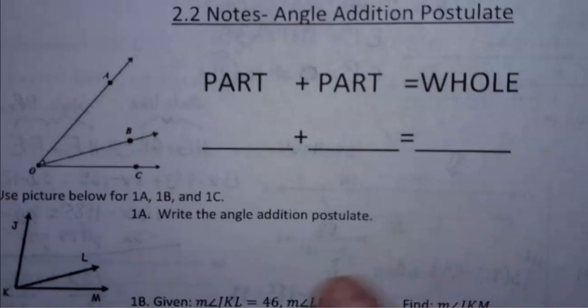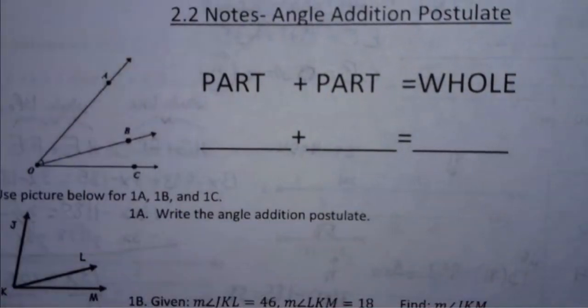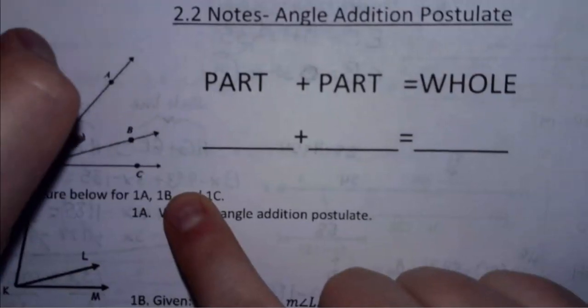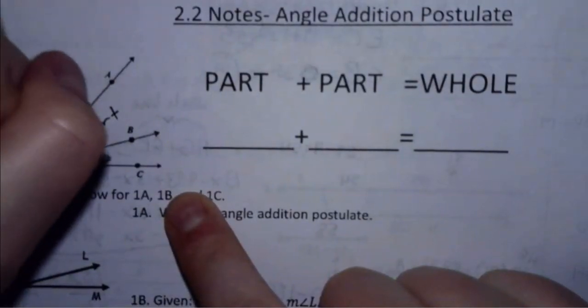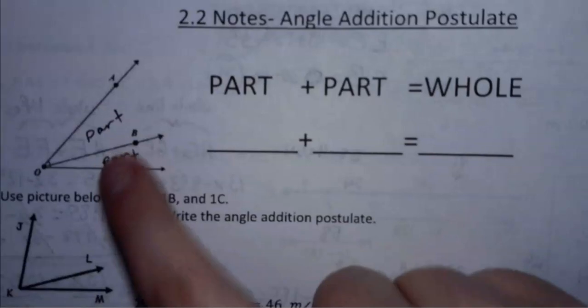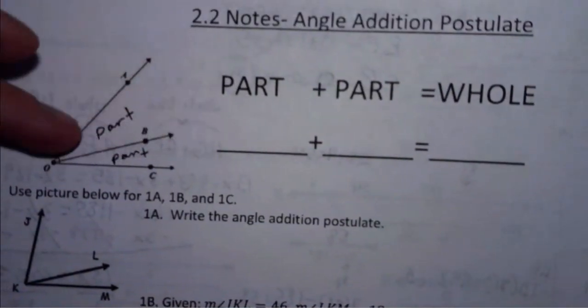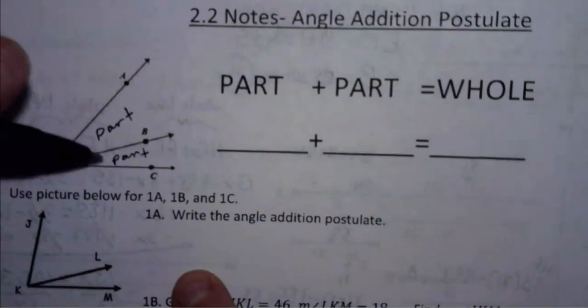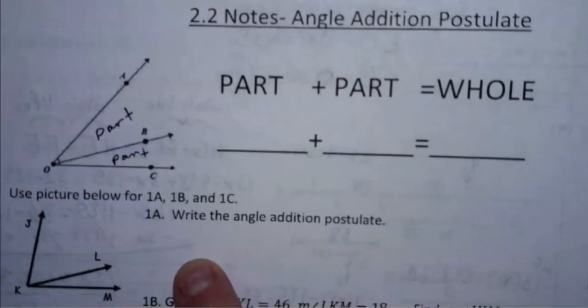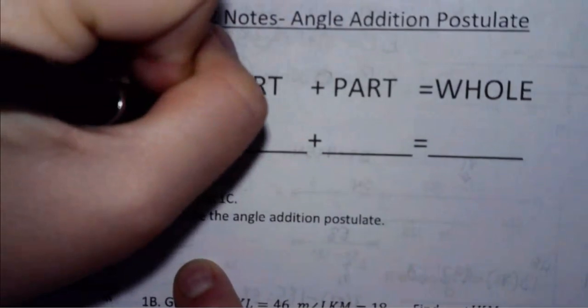So it's part plus part equals whole. We need to write that out, but with angles. So our two parts, this is a part, this is a part. These are my angles, because remember, an angle is the space in between two rays. These two parts add together to equal the whole thing. But make sure we know how to name it.